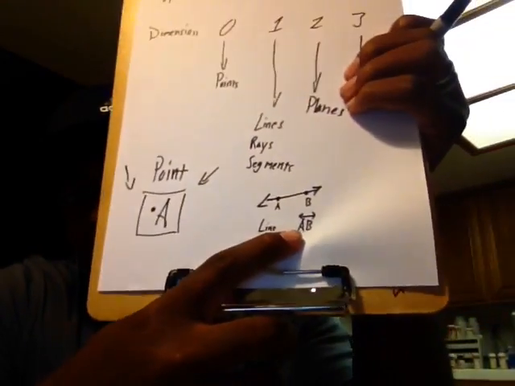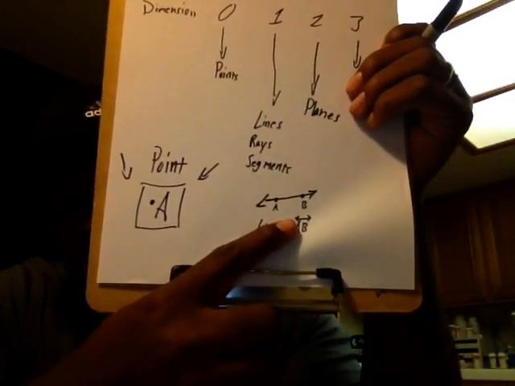You have line A, B, and then it'll be like a little arrow pointing one way and an arrow pointing that way. Once again, a line is an infinite collection of points, with rays pointing infinitely in opposite directions. Cool. Alright, flip the page, new page, whatever.